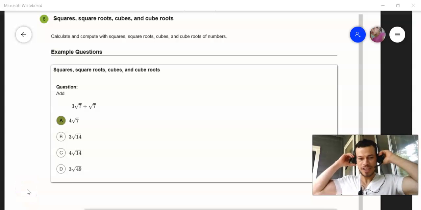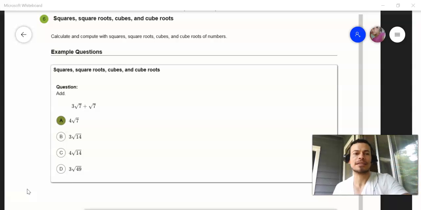Okay, we are going to continue to review for the GRE test, and this is going to be exercise 6.